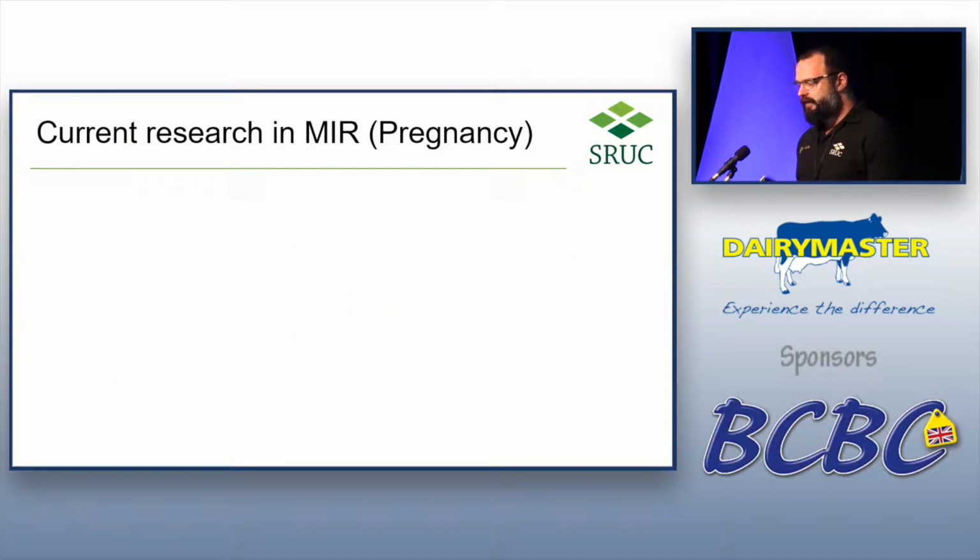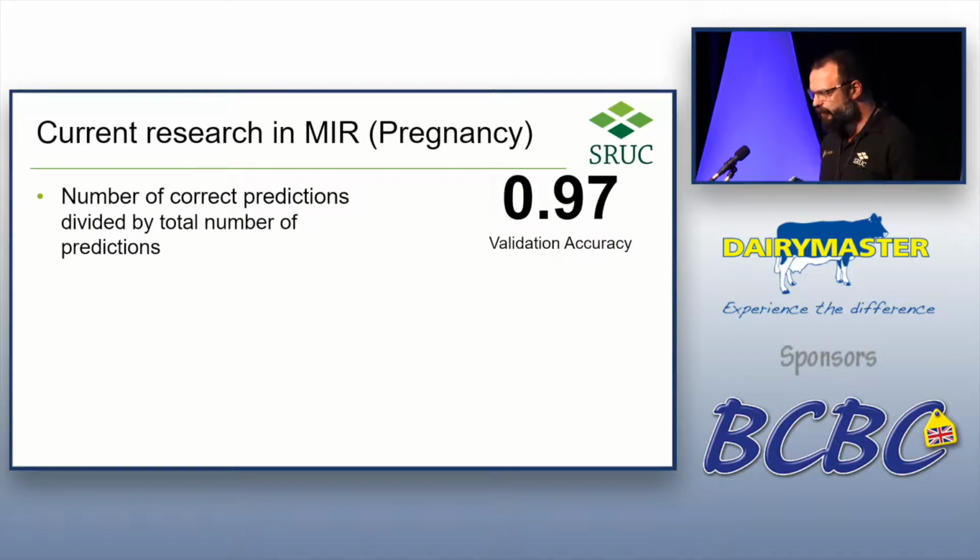So we did the training, we used transfer learning, and we look at different metrics to evaluate if this model is working. One of those metrics is the number of correct predictions divided by the total number of predictions, and that would be our validation accuracy.